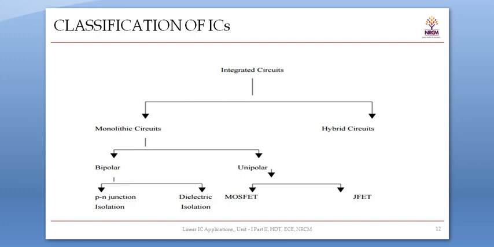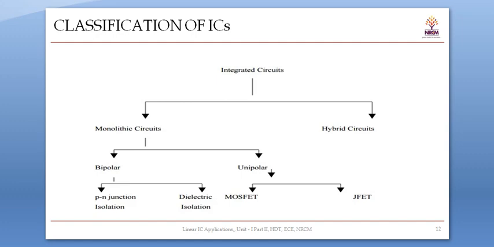Based upon the requirements, ICs are again classified with the help of different IC technologies, namely monolithic technology and hybrid technology. So depending on the applications, they are classified as digital IC and linear IC, and depending on the different IC technology, they are classified into monolithic technology and hybrid technology.